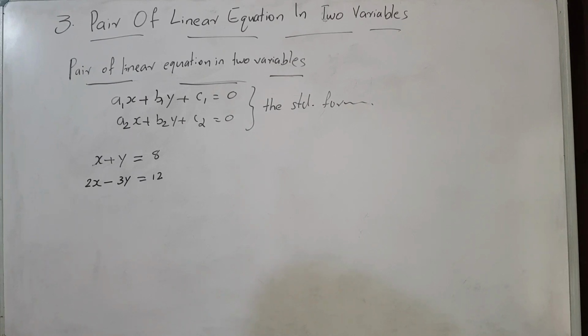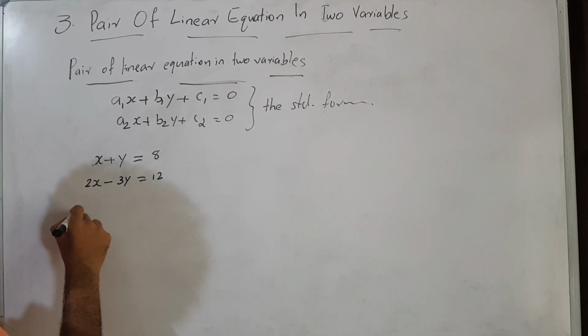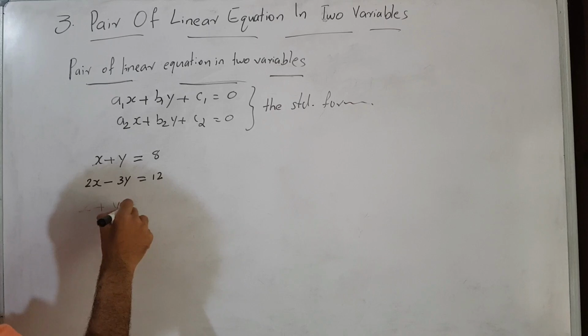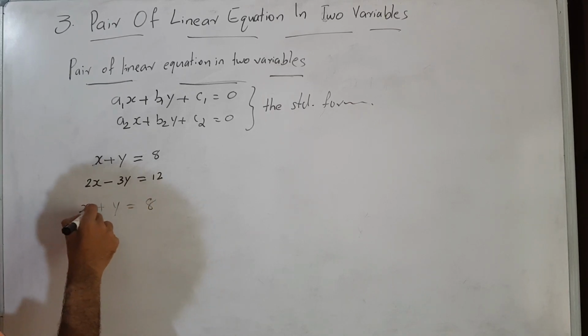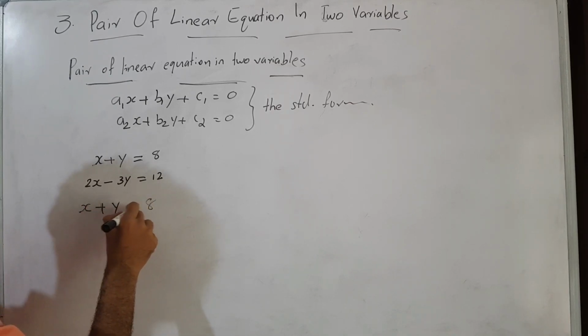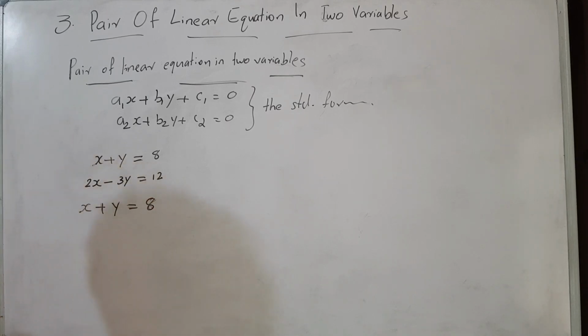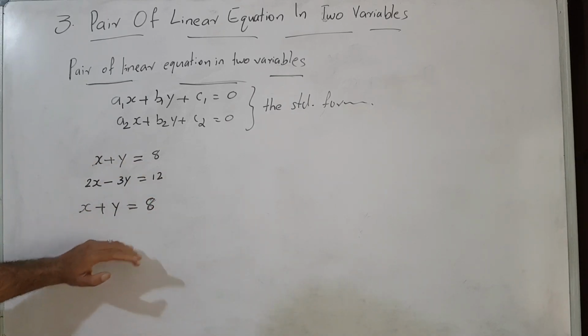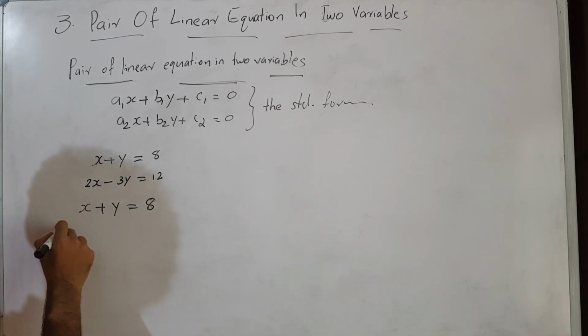And how do we do that one? First we take the first equation, x plus y is equal to 8. Then we find two solutions of this equation. How? As usual, first we assume any one value of x.